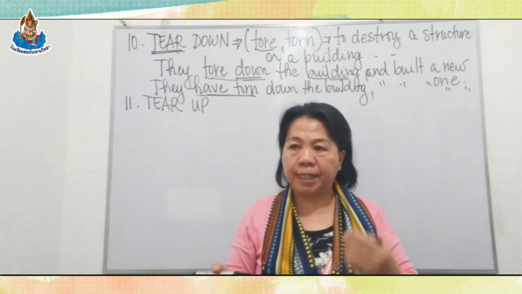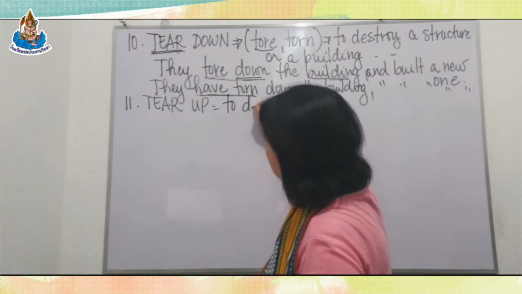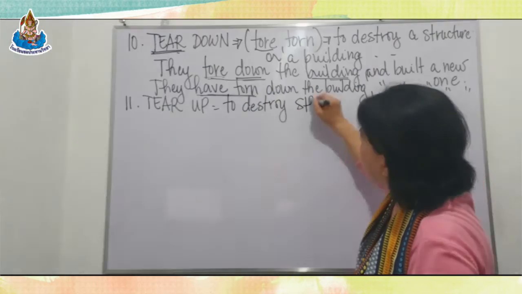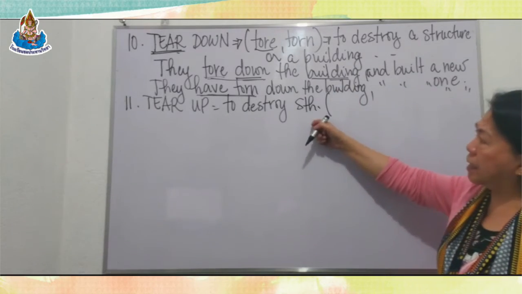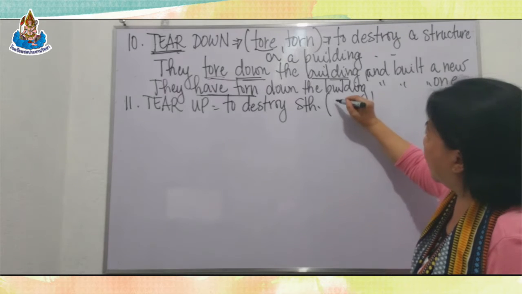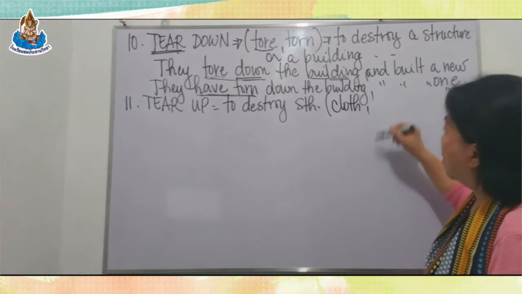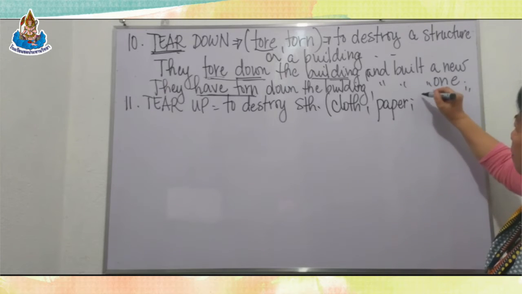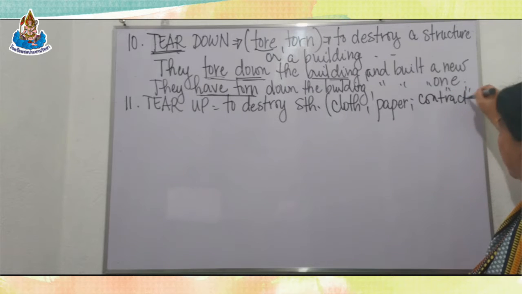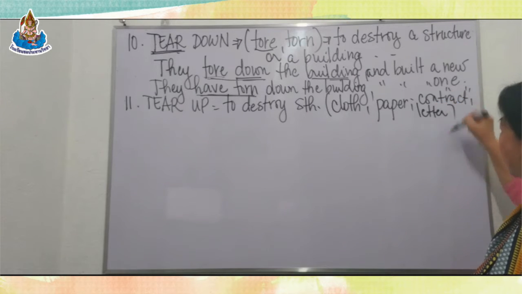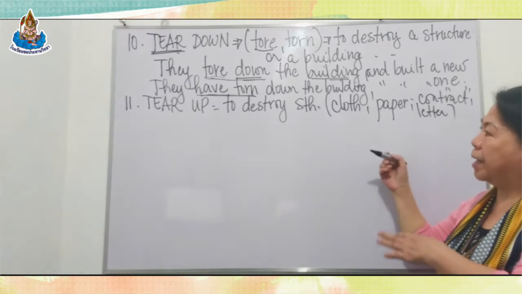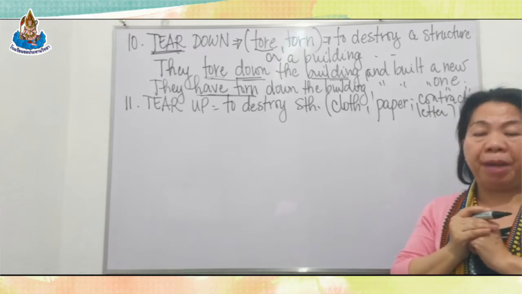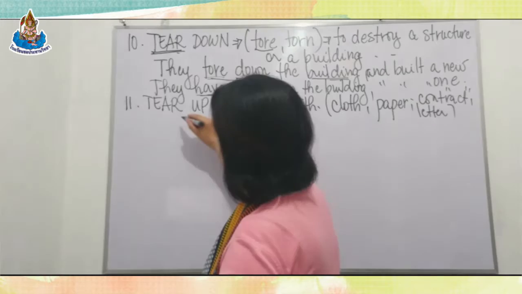So if that's the case, let's look at the meaning or write down. It means to destroy something in general. So what is that something? Examples would be a cloth, maybe a paper, maybe a contract, or maybe you would like to destroy a letter, and many more that you can also destroy. But how will you do that? To destroy something by ripping. So what do we mean by ripping?